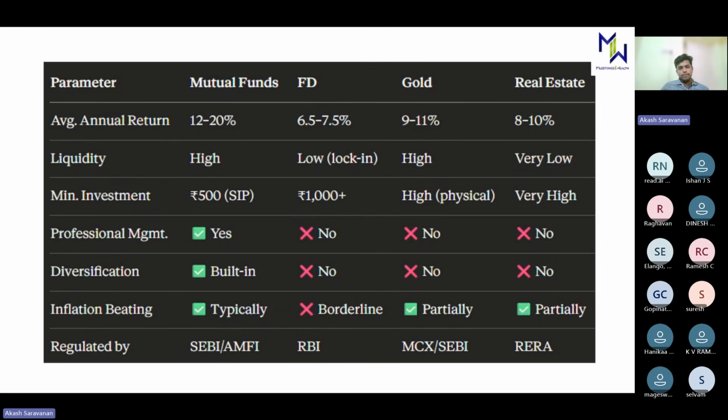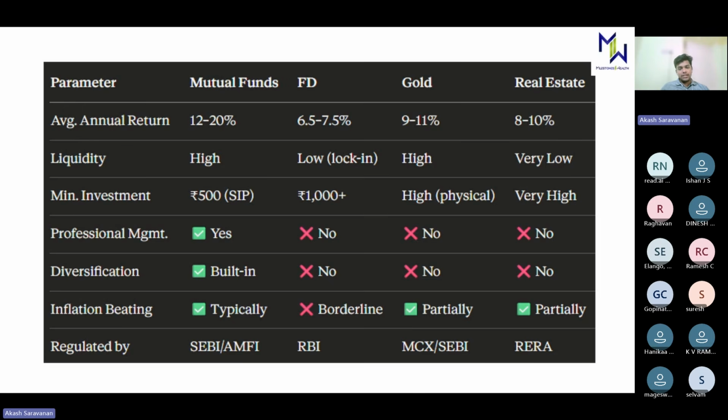Then, out of all these things, the only thing which has professional management is mutual funds. That's another advantage. In terms of diversification, as I said, there are about 3,000 to 3,500 mutual funds in India alone, with a lot of categories across asset classes. And on inflation, equity mutual funds, or even a multi-asset investment, generally beat inflation. FD delivers around inflation returns, gold beats inflation by a small margin, and real estate also beats inflation by a small margin.